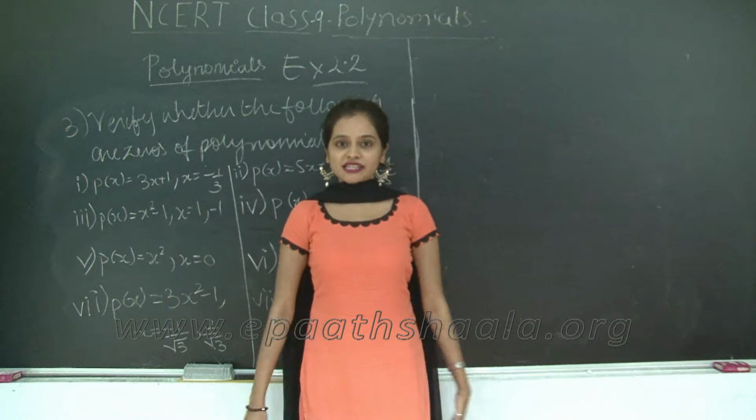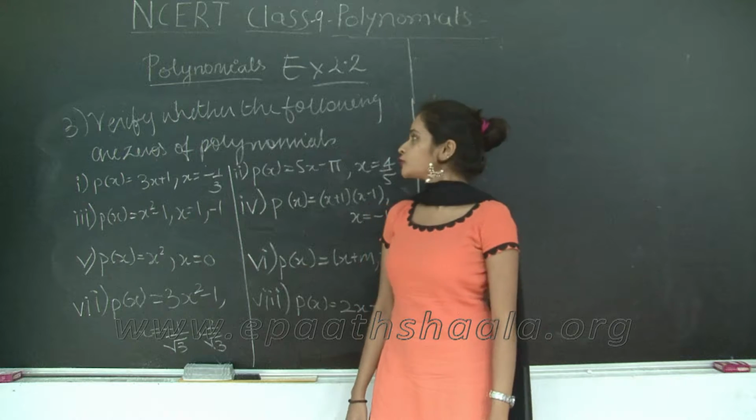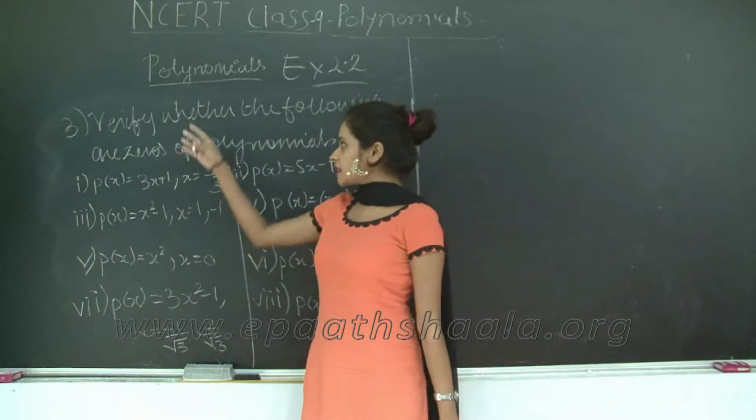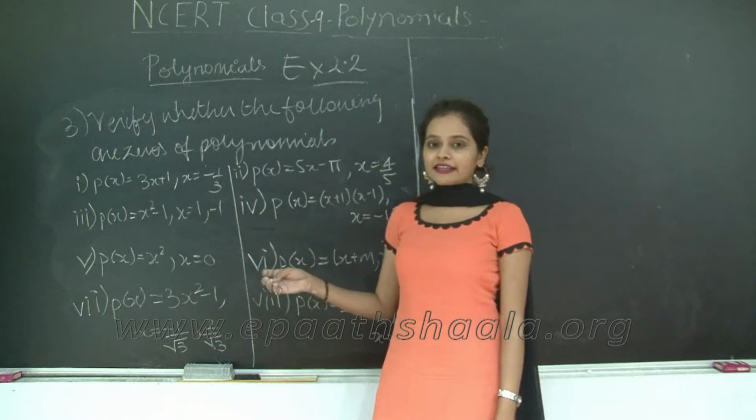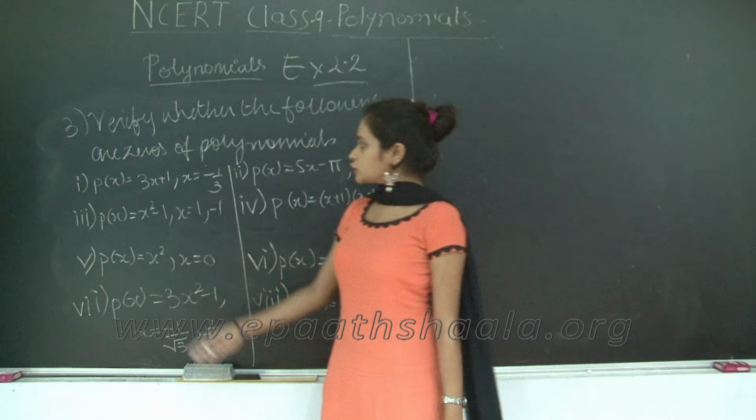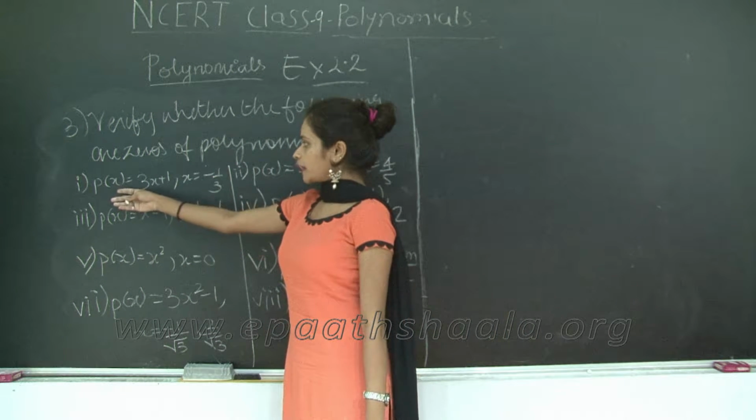Hello students, let's proceed with polynomials, exercise 2.2, section 3. These sums are going to be based on finding the zeros of polynomials. So let's take a look at the first one.